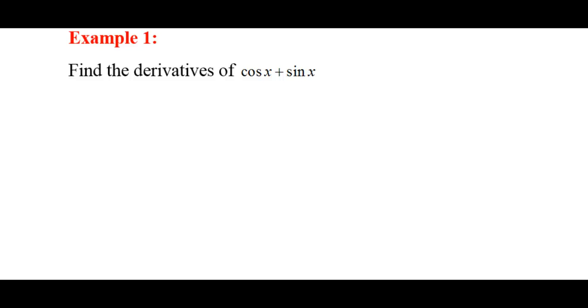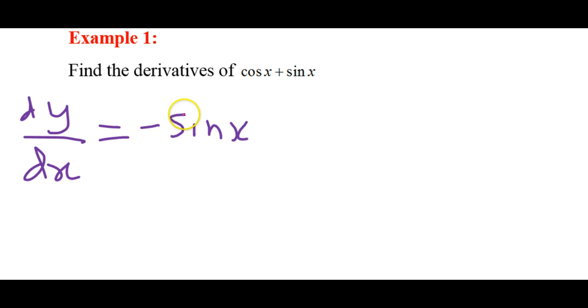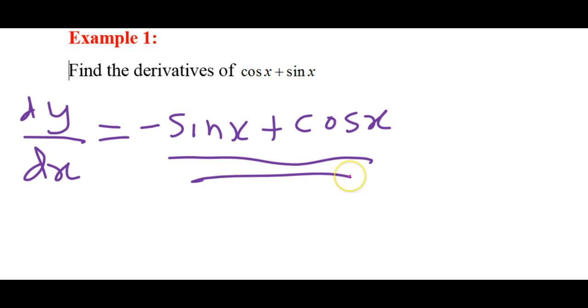Example number 1. So we want to apply what we've learned so far in solving general questions with trigonometry. So we want to find the derivative of cos x plus sine x. And so we can say y is equal to that. And so we want to differentiate with respect to x. So if I differentiate cos, I'll get negative sine x, plus if I differentiate sine, I'll get cos x. And so that is the result, as simple as that. So the derivative of cos x plus sine x is equal to negative sine x plus cos x.